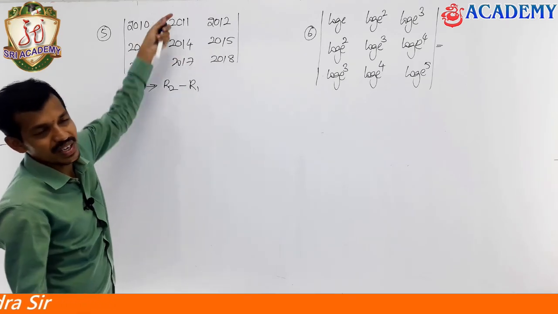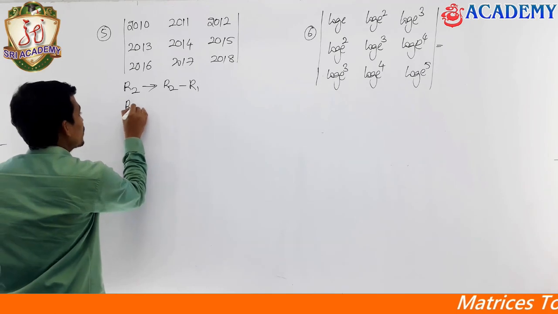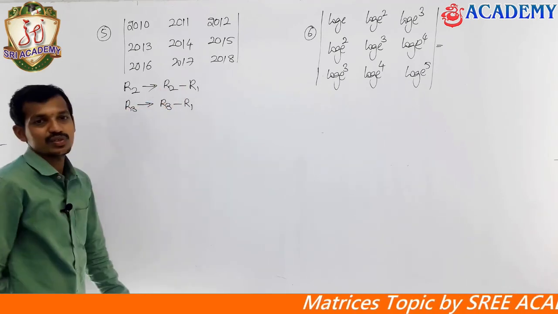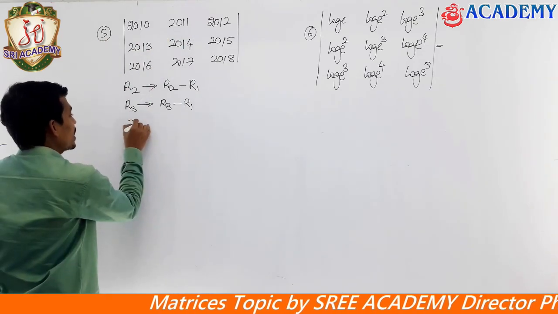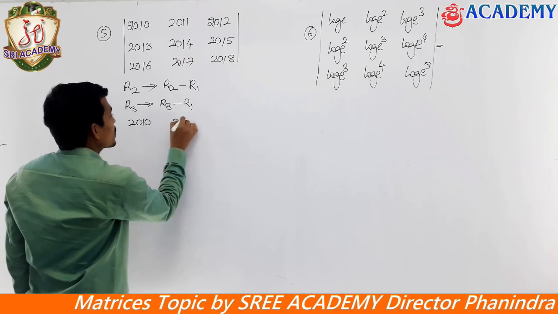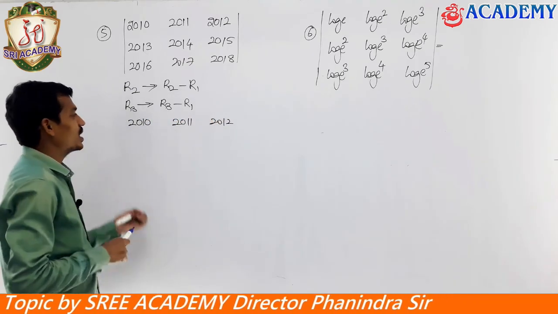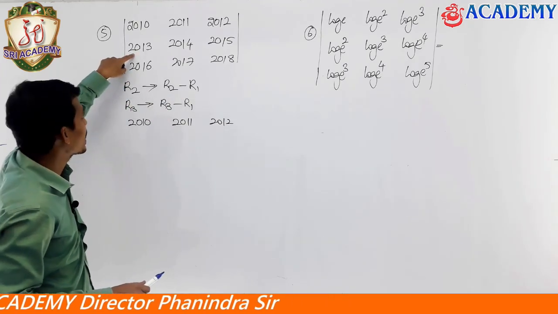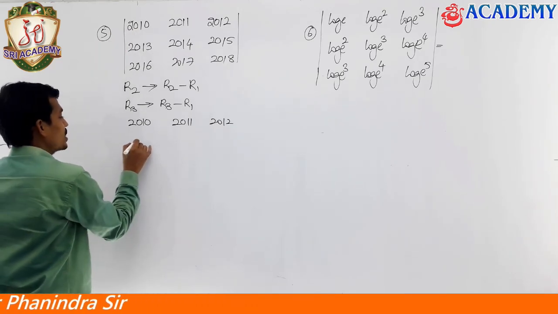We need to eliminate the corresponding elements of row number 1, and at the same time apply one more, that is R3 tends to R3 minus R1. Once again I am using R1 only. R1 is not changed, that's why I am writing 2010, 2011, 2012. R2 is going to be changed: 2013 minus 2010 is nothing but 3.